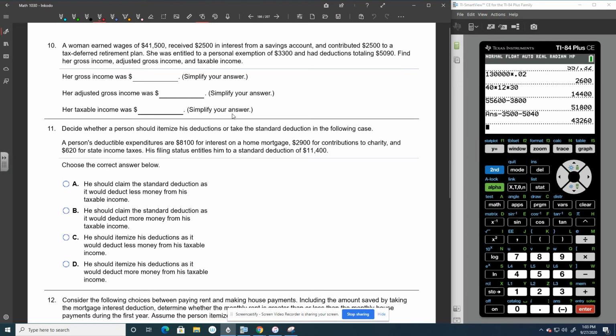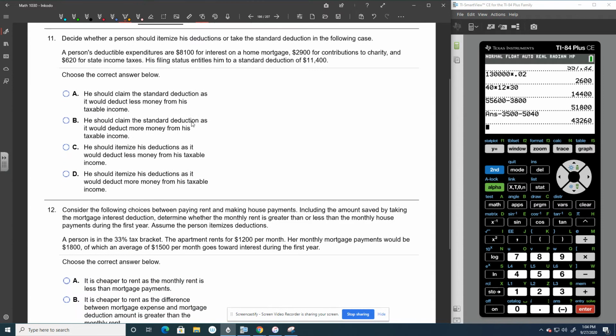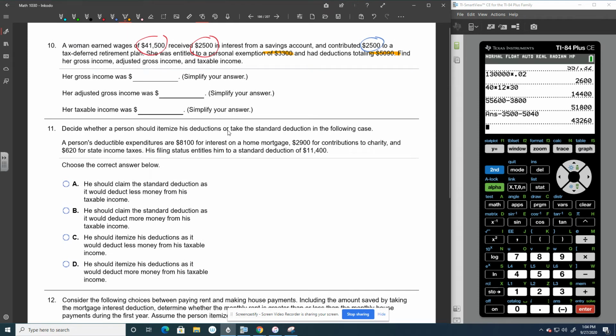Okay, number 10. Same idea, exactly what we just did in the last one. So I'm going to let you work through that one on your own. Remember, gross income is everything in red. To get her adjusted gross income, you subtract what is in blue, what she put into a retirement plan. And to get her taxable income, then you subtract her exemptions and her deductions. Other than that, it's the same problem, just new numbers. So if you have a question about number 10, go back and watch number 9.